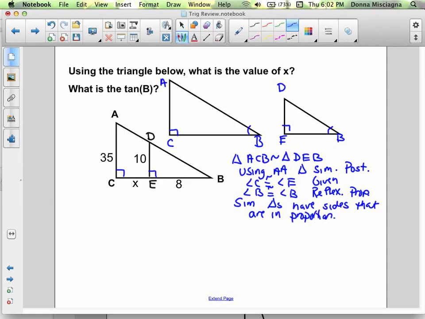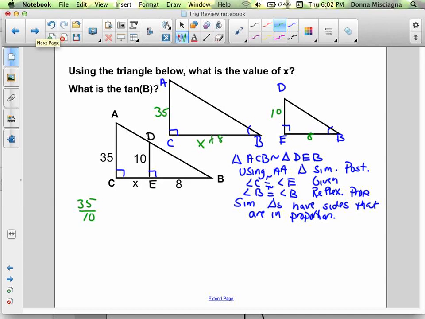Right, so we could use proportions to solve. Let's match up the corresponding parts. So AC is 35, DE is 10. CB, we add the pieces, is x plus 8, and EB is 8. So that means that 35 is to 10. All right, so we're comparing.